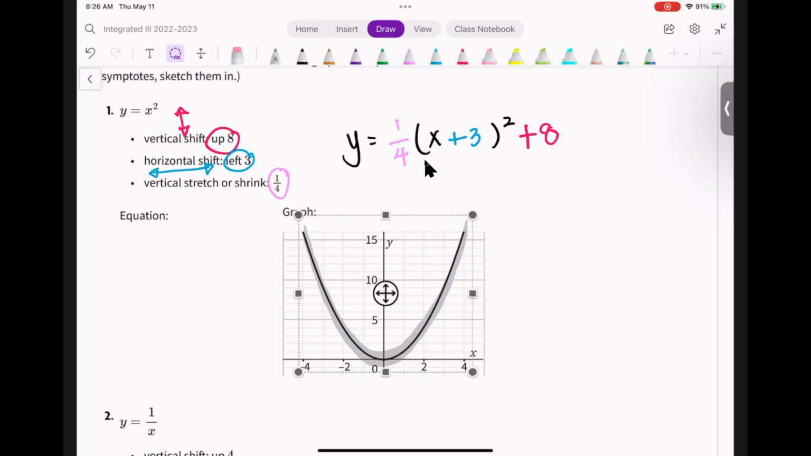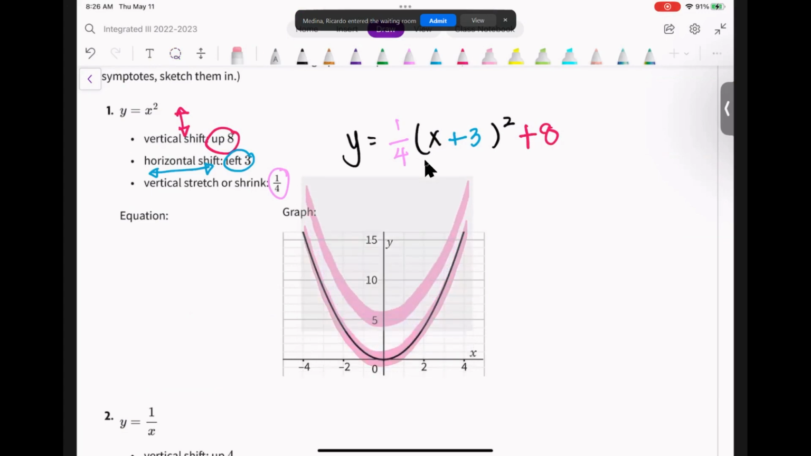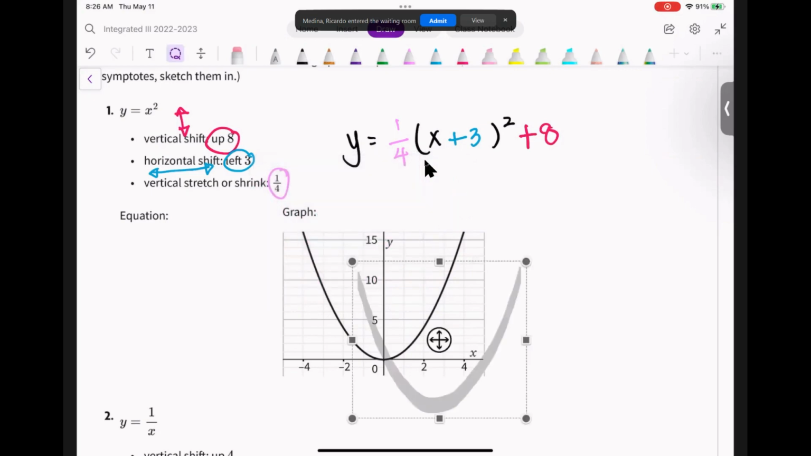Shift it up 8. So I'm going to pay attention to my vertex. Okay. So my vertex is going to go up 8. So 1, 2, 3, 4, 5, 6, 7, 8. So now my vertex is at 8. It's kind of fat, but just know that he's at 0, 8 now. And then I'm going to move him left 3. So 1, 2, 3. Oh, no, don't do that. Sorry, we moved him. Now he's here at negative 3, 8.